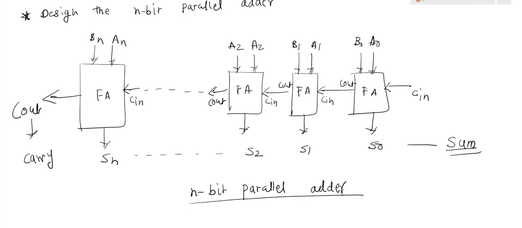8 full adders you need to implement, because one full adder is capable of performing the addition of 3 inputs and the size of each input is 1 bit. Remember, one full adder is capable of performing addition of 1-bit values of 3 variables. So if I want to implement a 4-bit full adder, I need to use 4 full adders. If I want to implement an 8-bit full adder, I need to use 8 full adders. Similarly, for a 16-bit adder I have to use 16 full adders. Clear? So that is the whole thing about the parallel adders.